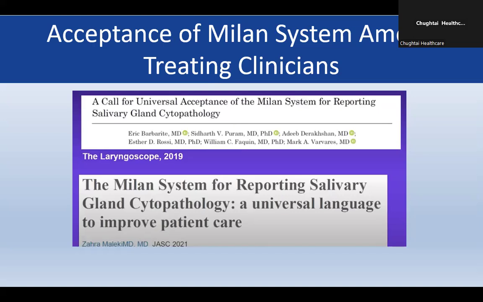The main success of the Milan system would be actually when the clinicians or the ENT surgeons start using the Milan system. The pathologists are already using it all over the world, but the real success of the Milan system would be if the surgeons start using it. One way is to educate the surgeons, and another is that pathologists usually publish their findings in pathology-related journals. If they also consider publishing in ENT or surgery-related journals, then the surgeons will get used to the Milan system. That would be the real success of the Milan system. So this was an article, a call for universal acceptance of the Milan system for reporting salivary gland cytology.